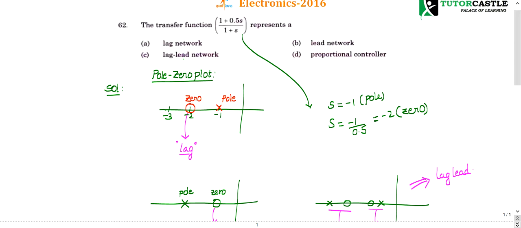Question number 62. The transfer function (1 + 0.5s)/(1 + s) represents a lag network, lead network, lag-lead network, proportional controller. This type of question is quite common.